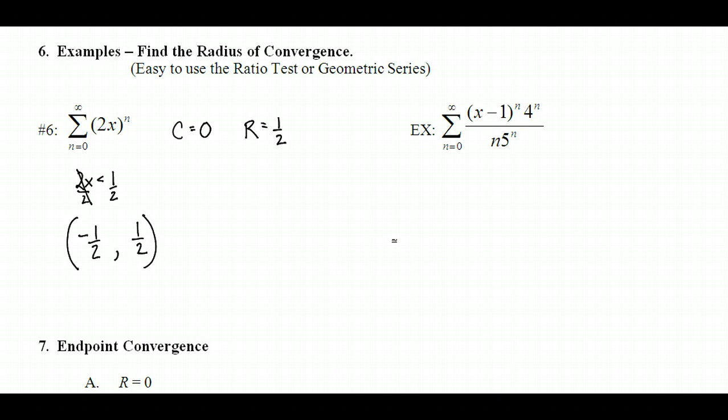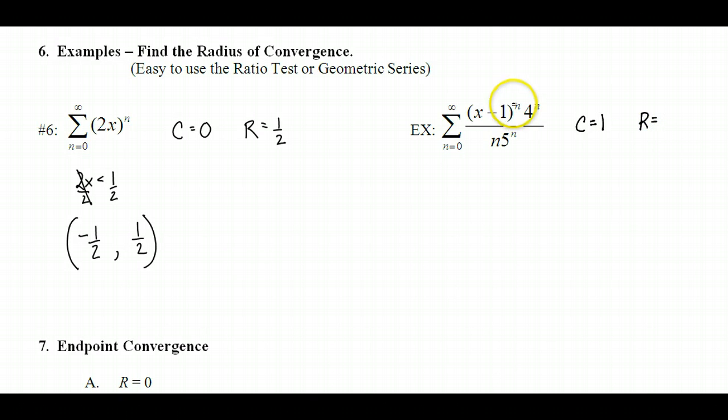Yeah, maybe getting a little bit ahead of ourselves from what we actually have to do here. Moving on to the next one: the sum of (x minus 1) to the power of n times 4 to the power of n, divided by n times 5 to the power of n. So with this series, what I'm looking for right away is my center. And our center is equal to 1, given this situation. And then we also obviously have to find our radius.